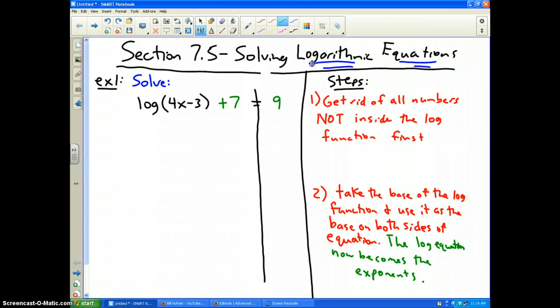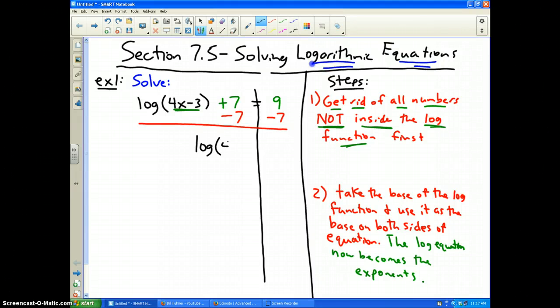First of all, just like an exponential equation, get rid of all the numbers that are not inside the log function. Again, I color-coded my problem. The numbers that are inside the log function are underlined here in black because they're in parentheses. Those are inside the log. But the plus 7 on the outside is not. So I'm going to minus 7 from both sides first. Now, what's left? Log of 4x minus 3 is equal to 2.